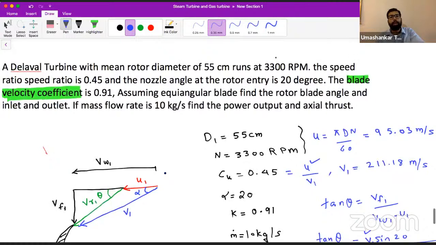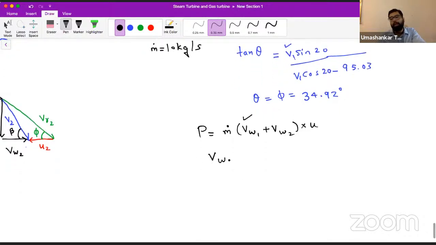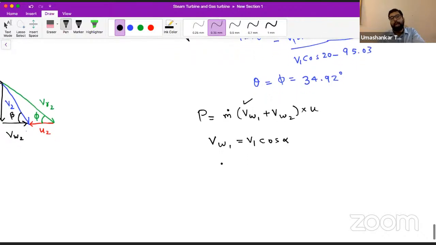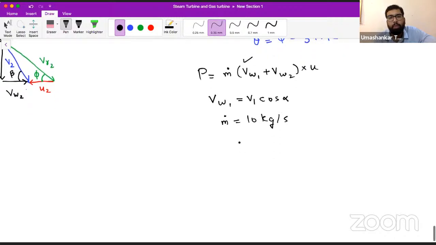Now let's see the second part. The mass flow rate is given to us and we are supposed to find the power output. So power output is M dot into Vw1 plus Vw2, into U. We have this Vw1 because Vw1 is V1 cos alpha. M dot is given in the question, that is 10 kg per second. Till now we have calculated V1 and alpha, both the values. So we have this Vw1 value and this M dot value.